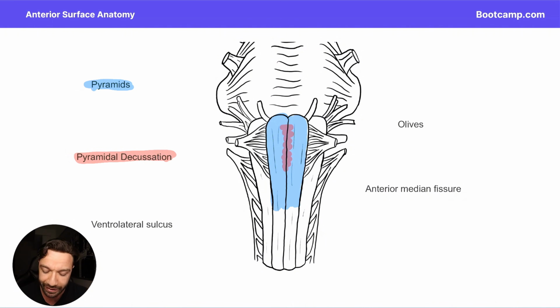So at this point, this is where those fibers cross over. Just lateral to our pyramids, we're going to have our olives, and these are where the olivary nuclei are found. It's going to be these structures on either side.